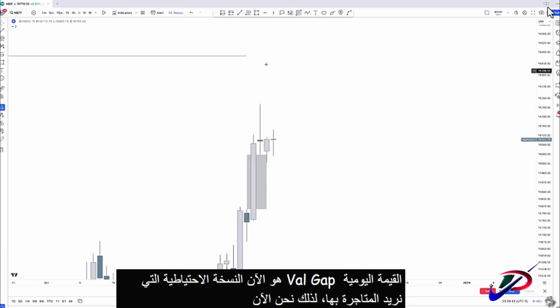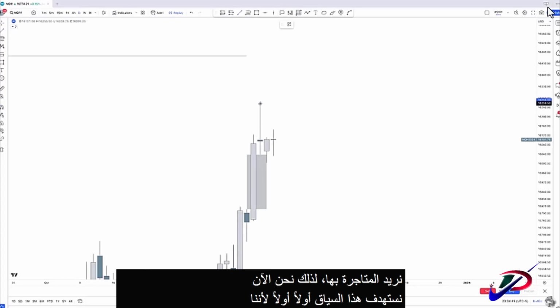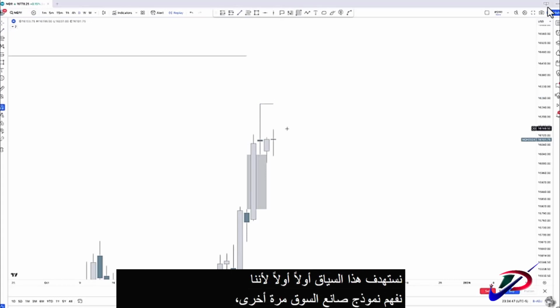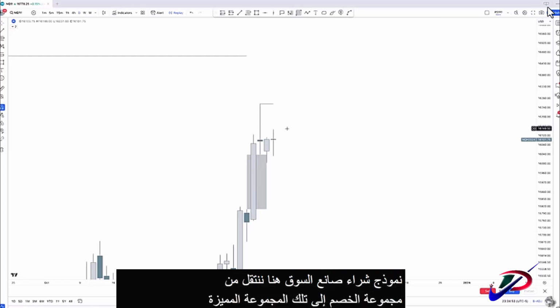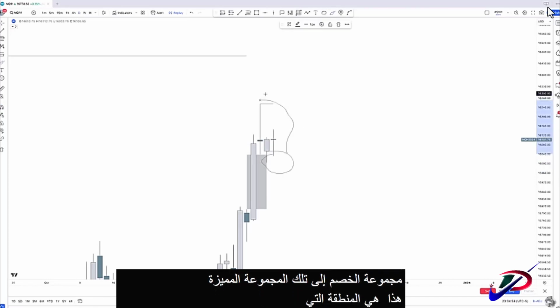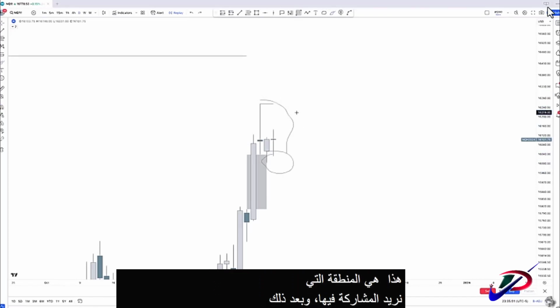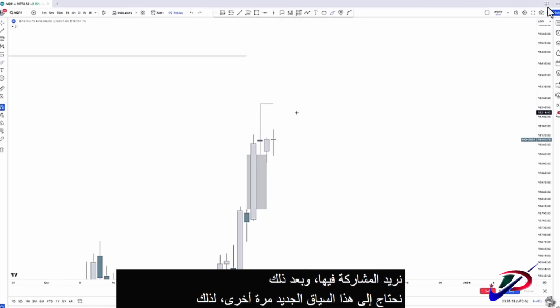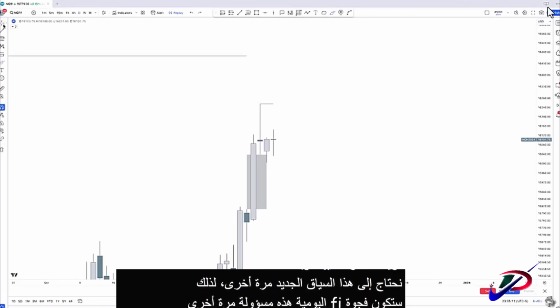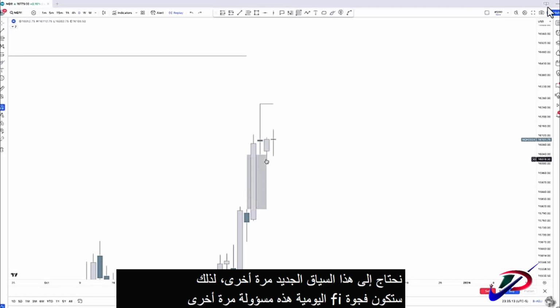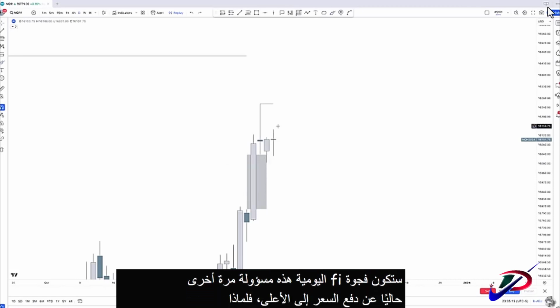So here we are now first targeting this context high, because again, understanding that market maker model, we are forming a market maker buy model here, moving from a discount array to that premium array. This is the area right there where we want to get involved. And then afterwards, we need that new context again. So this daily fair value gap will again be responsible currently to push price higher. So why is that important?